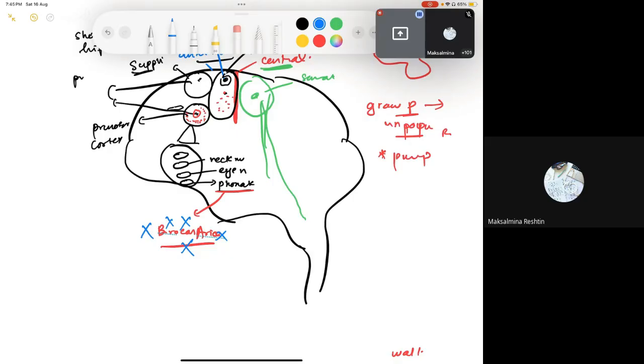Right? So we'll be discussing another area. Whenever Wernicke's area is damaged, the speech is going to be fluent, but the words won't make sense.